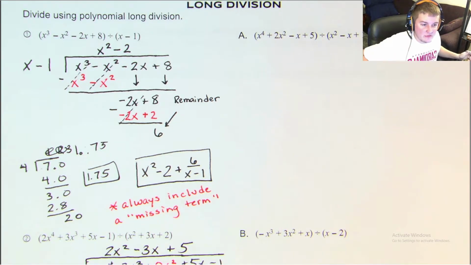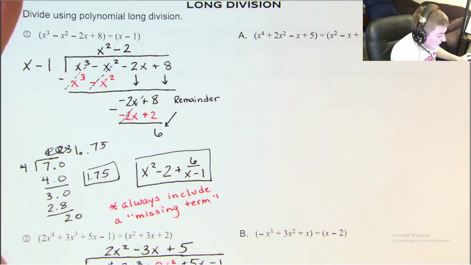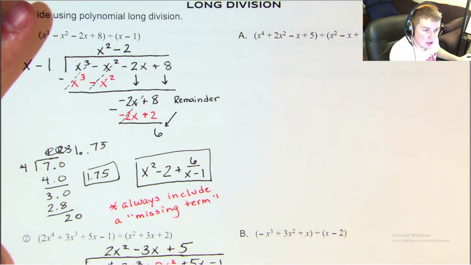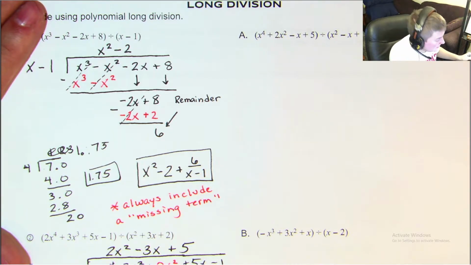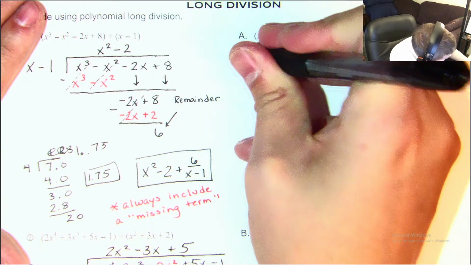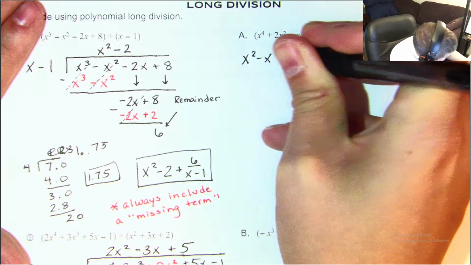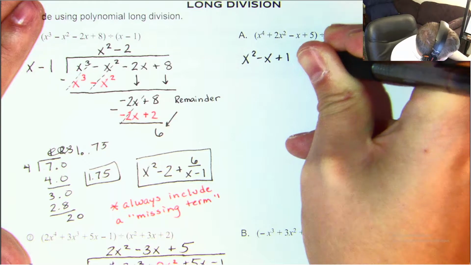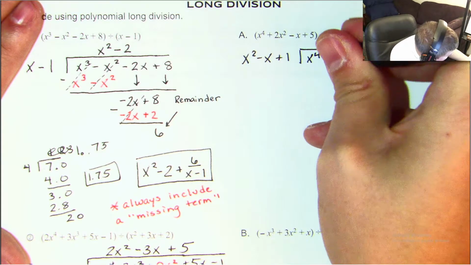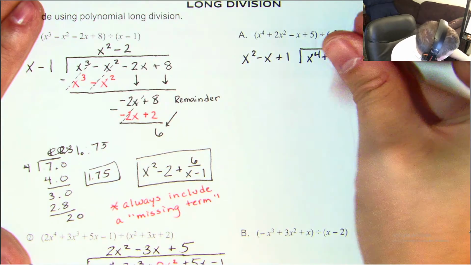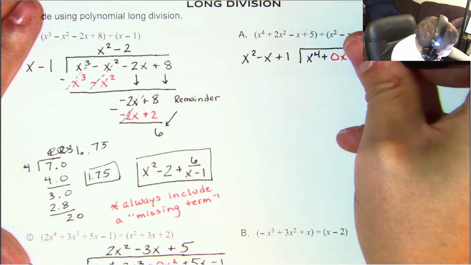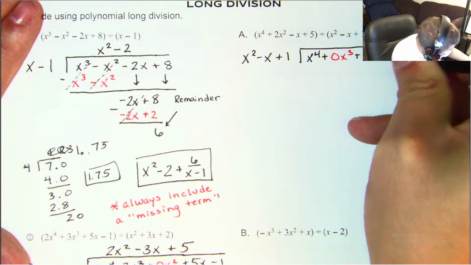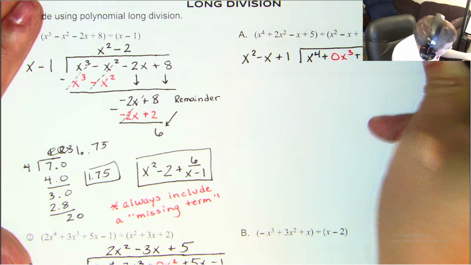So I'm assuming that you've already done this and you're just trying to see what the answer is. Okay, so I'm going to put x squared minus x plus 1, and I'm going to divide that by x to the 4th. I'm missing the x to the 3rd power term, so I'm going to include that. And so then I can go ahead and start.